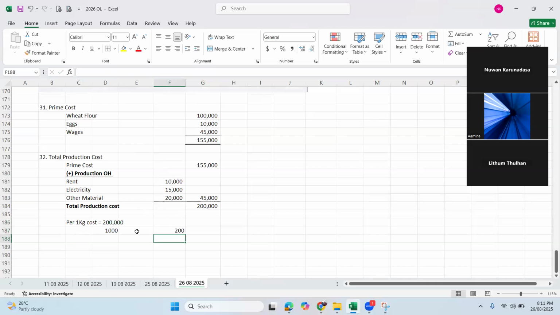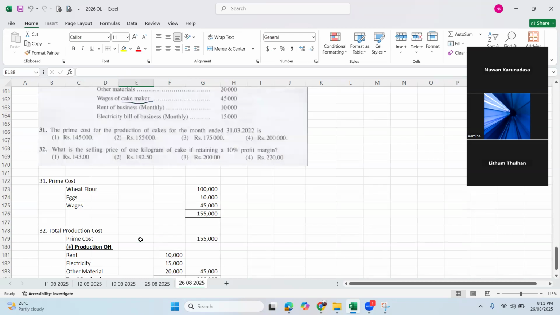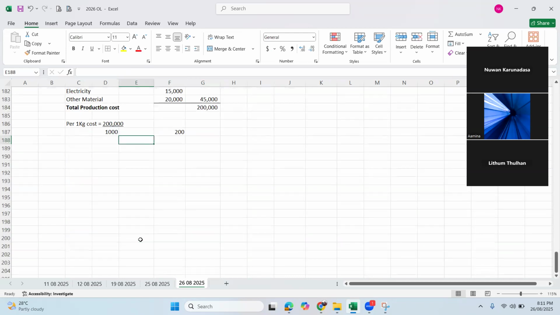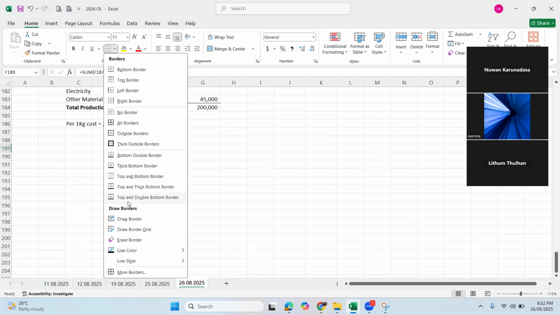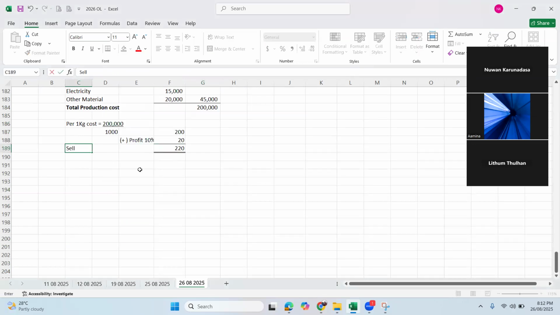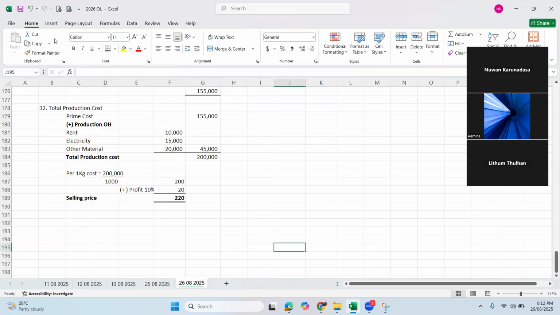200. Then add the profit. Profit is how much? 10%. Add the profit, so here plus profit, 10%. 10% of 200 is 20. Then the selling price is 220. Selling price is 220. It's done.